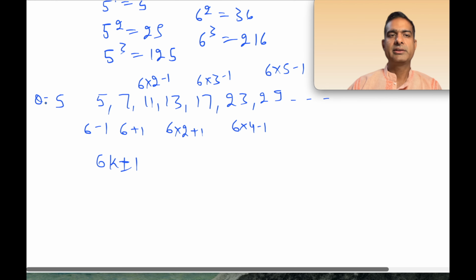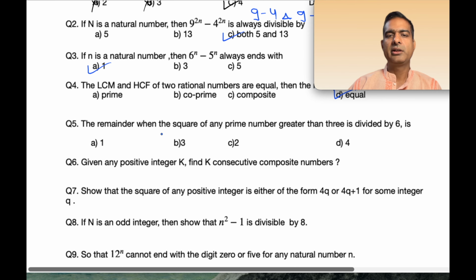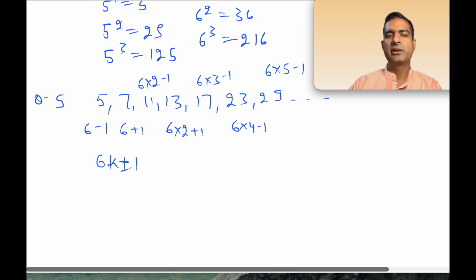So we got this idea. Now let us see the question. The remainder when the square of any prime number greater than 3 is divided by 6. Any prime number greater than 3 can be written in this form, and if I square it, we can apply the formula (6k ± a ± b) whole square.